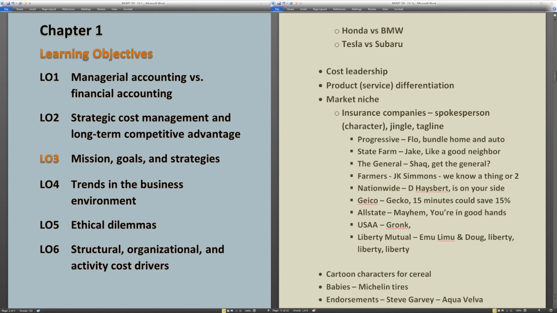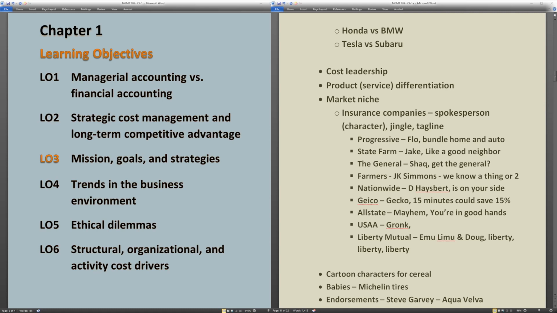Well, what I found is they have done none of these three. They're not really cost leadership. They're not very product differentiated because they all sell auto and home insurance, nor are they niche. They're more focused on marketing differentiation. They each have a different spokesperson, a jingle, and a tagline. In other words, they're just trying to form some bond with the customer. And it's really this marketing approach for differentiation that changes. And I've just listed a bunch of them here.